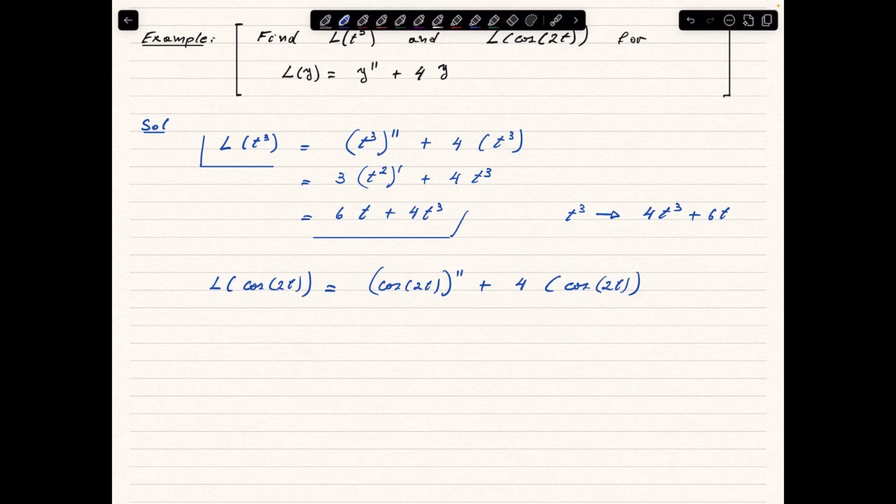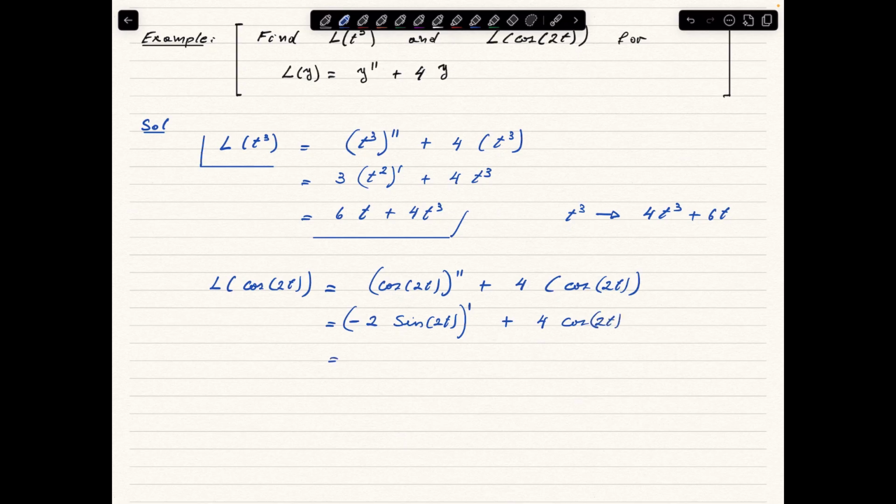Let's compute the first derivative. The first derivative of the cosine is negative sine multiplied by 2, so negative 2 sine of 2t. This is the first derivative. We still need to compute one more derivative, plus 4 cosine of 2t. Here there's nothing else we should do.